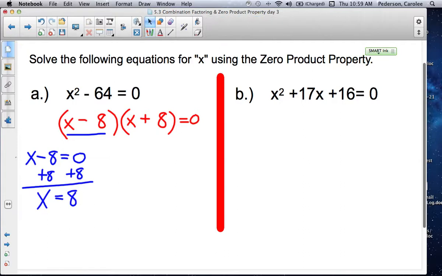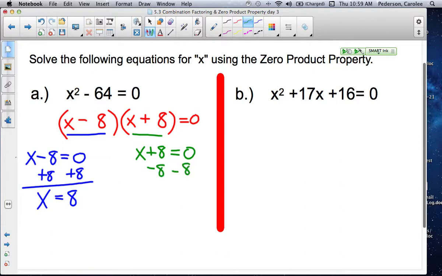Then we do the same thing with the second parentheses. We set that equal to 0. And we solve for x by undoing. So we subtract 8. So we get x equals negative 8. So in this question, we get 2 solutions. We get when x equals 8 and when x equals negative 8. We do want you to verify those solutions by plugging them back in to the original equation.